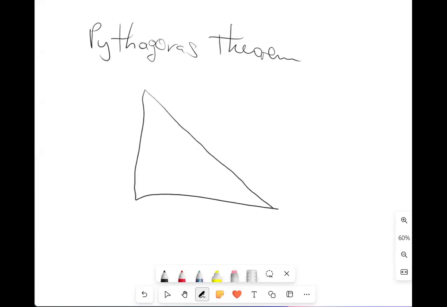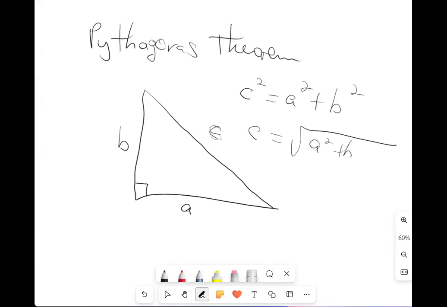If you were to have a right angle triangle, this side is, let's say, A, this side is B, and this third side is C. Then there's a relationship connecting these three sides. They say that C square is equal to A square plus B square. Sometimes it's written like this: C is equal to the square root of A square plus B square.